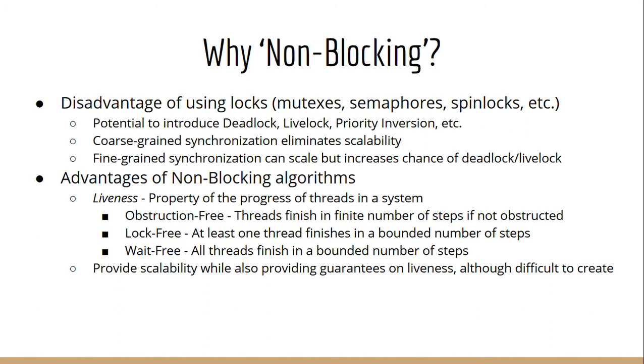Non-blocking algorithms prove to be advantageous against blocking algorithms. How so? Non-blocking algorithms have a property of liveness, which is the property of progress of threads in a system. It is of three types, in the order of increasing guarantee of progress. Obstruction-free, that is, threads finish in a finite number of steps if not obstructed. Obstruction freedom is the weakest natural non-blocking progress guarantee. An algorithm is obstruction-free if, at any point, a single thread executing in isolation, that is, with all obstructing threads suspended, for a bounded number of steps, will complete its operation.